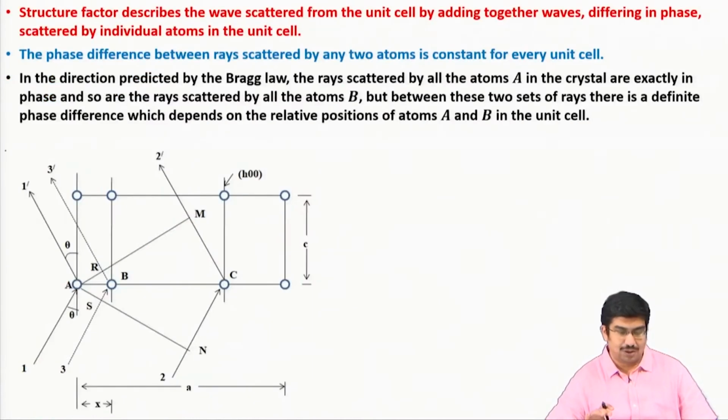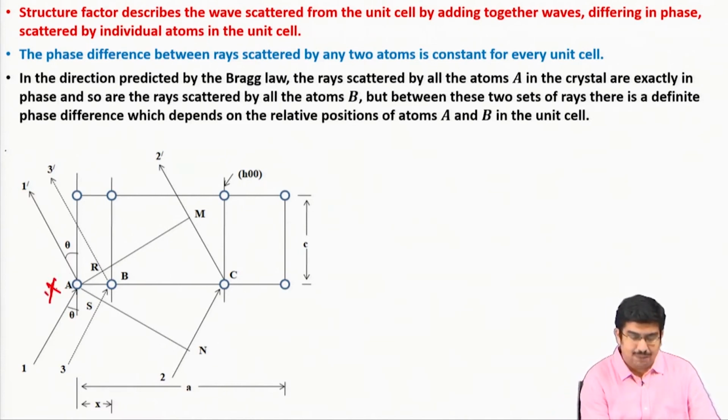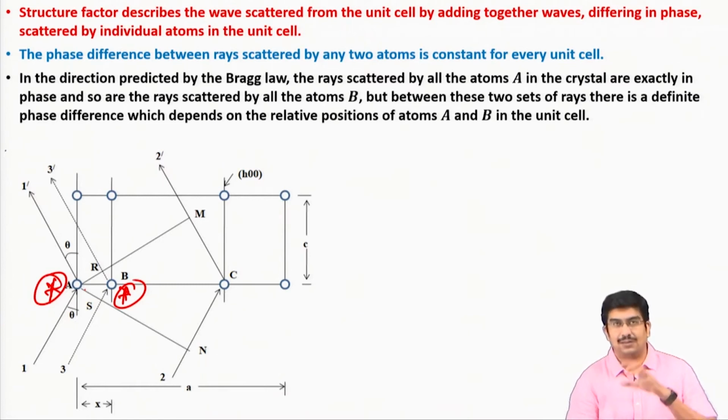One final thing before going there, about the structure factor, that we must understand is that the structure factor describes the waves scattered from the unit cell by adding together waves coming from different atoms, just like here we are adding up one wave coming out from this set of H00 planes, and the waves coming out from another set of planes, which differ in phase and may or may not differ in amplitude.